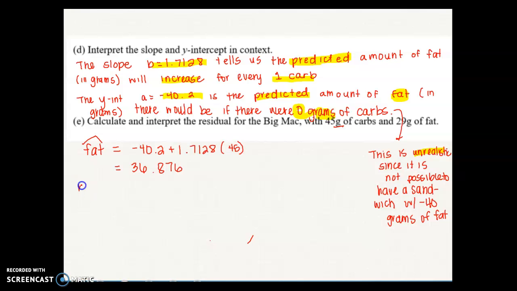Okay, our residual, think AP, so actual amount of fat, which is 29 grams, minus our predicted. Actual minus predicted gives us a residual of negative 7.876. And then interpret. So we calculated the residual, interpret it in context. Tell me something about the amount of grams of fat is 7.876 grams less than expected based on their amount of carbs.